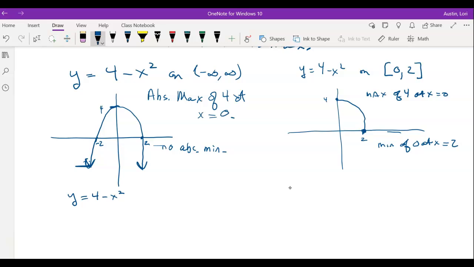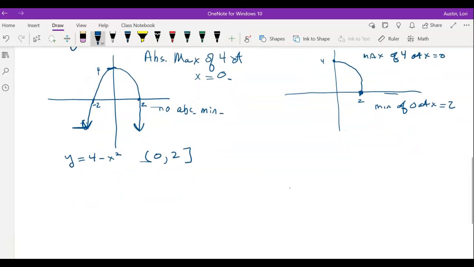Let's change the domain with one little change. What did that just do to my graph? There you go. What did that just do to my graph? Yeah, it created an open circle here, right? So I'm going to exaggerate it. Does that make sense? Open circle, closed circle. Do I have an absolute max?